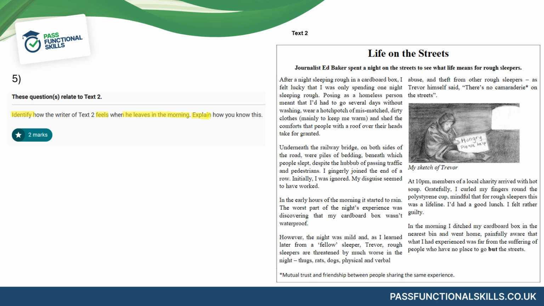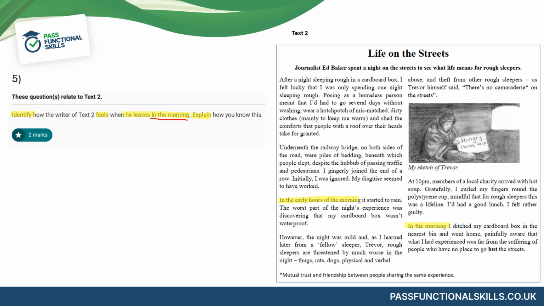So this phrase "in the morning" is very important. We want to look in the text and see where he's leaving in the morning so we can see the correct section of text to start with. So I would be scanning through the text and looking for the phrase "morning" or "in the morning." And we can see that it comes up here. So it says in the early hours of the morning it started to rain. And it also comes up here in the morning at the end of the text.